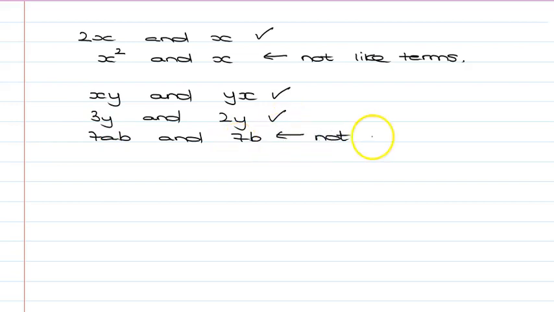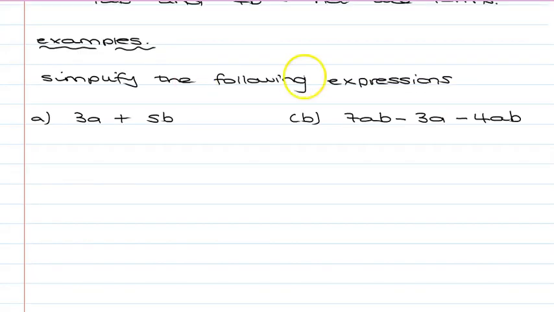Now what we're going to do is a couple of examples where we actually simplify and collect together the like terms. We're going to simplify the following expressions. So 3a plus 3a plus 5b. Altogether we have a quantity of 3 and 5, but they're not the same. They're not like terms. A and b are different, so that is as far as it can go.